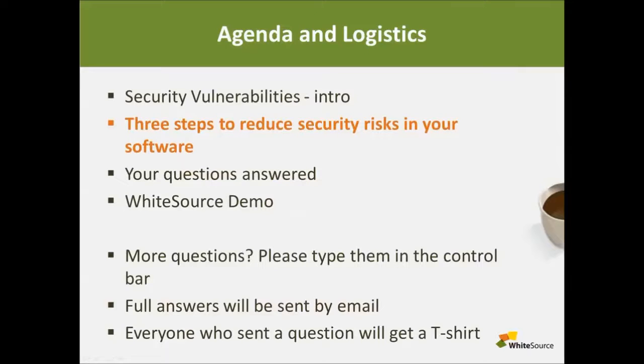Our agenda today was first to discuss security vulnerabilities in general, and try to explain a little bit what we mean when we say security vulnerabilities. We will then discuss 3 required steps to reduce security risks in the software that you develop. We will then answer some of the questions that you have sent us prior to this webinar. We've had a lot and we won't be able to cover everyone. And then show a demo of the WhiteSource system, which pretty much automates the 3 steps that we'll cover.